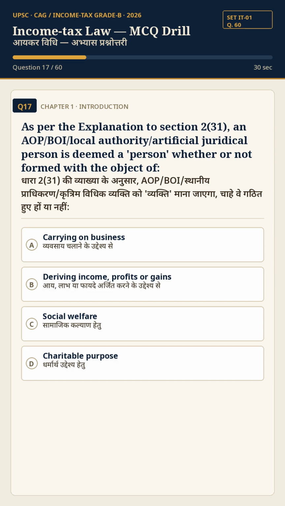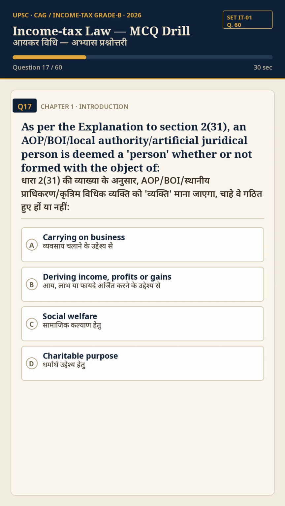Question 17. As per the explanation to Section 231, a person is deemed a person whether or not formed with the object of Option A, carrying on business. Option B, deriving income, profits or gains. Option C, charity. Option D, carrying on business.